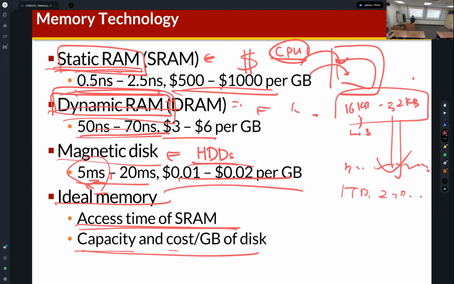How to organize cache and how to access cache. So we will learn about how cache works, how caches work in our computer system.